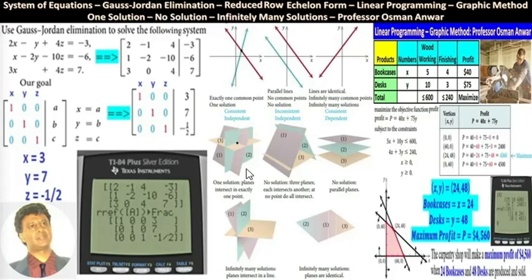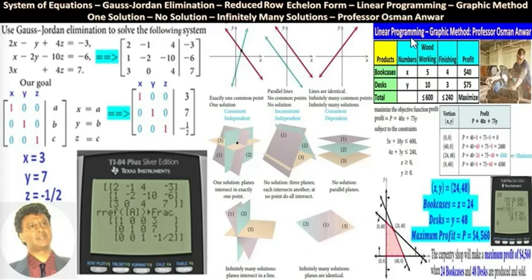3 variable system of equations have one solution when the 3 planes intersect each other at one point. They have no solution when the 3 planes intersect each other but not at one point, or the 3 planes are parallel to each other. They have infinitely many solutions when the 3 planes intersect each other at one line, or when the 3 planes are identical, that is, they overlap.